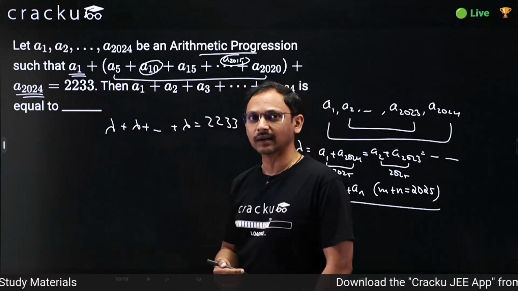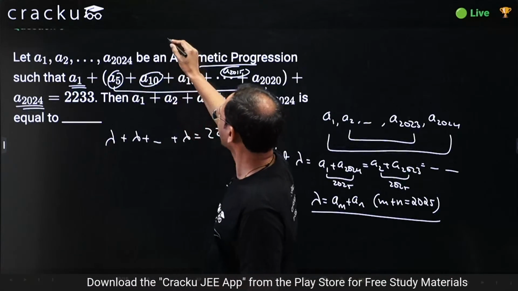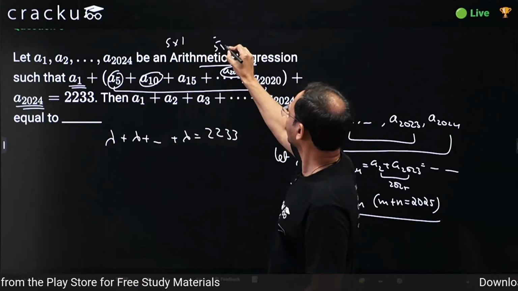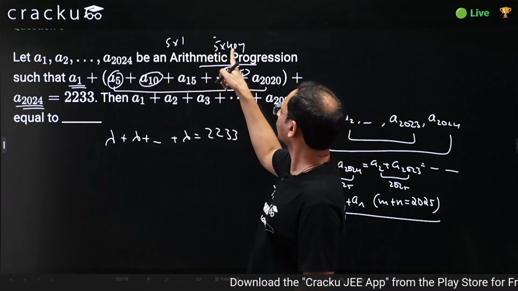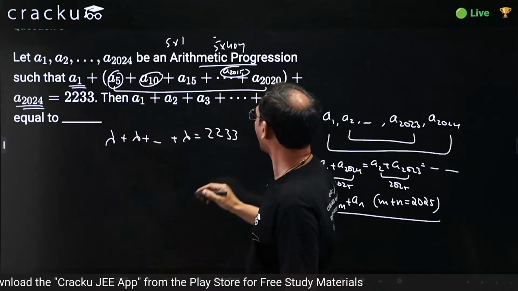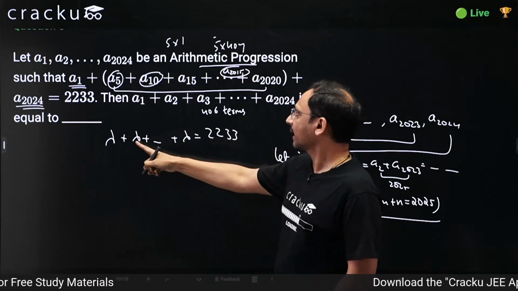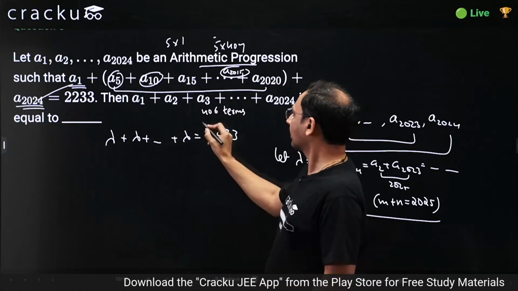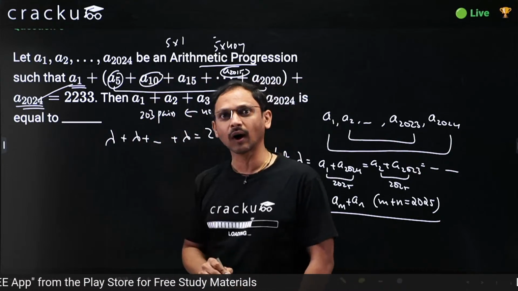Now, how many lambdas are there? If you observe, initially I have 5, which is basically 5 into 1. Here I have 2020, which is 5 into 404. So inside this bracket, I have 1 to 404, 404 terms, and 2 more terms here. So in total I have 406 terms. Now I am breaking them into pairs. This is one pair, this is one pair, and so on. So 406 terms will reduce to 203 pairs, half of it. So I have 203 lambdas here.